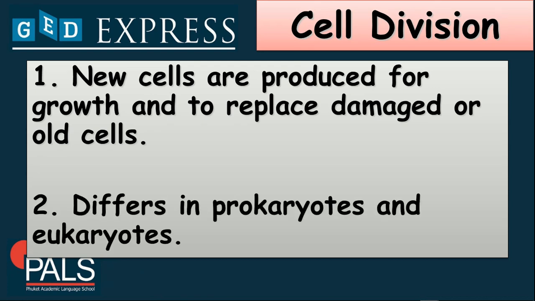Next, it differs in prokaryotes and eukaryotes. When we say prokaryotic, that would be the cell for bacteria. That means they are single-celled organisms. And for eukaryotes, that would be for fungi, protists, plants, and animals.